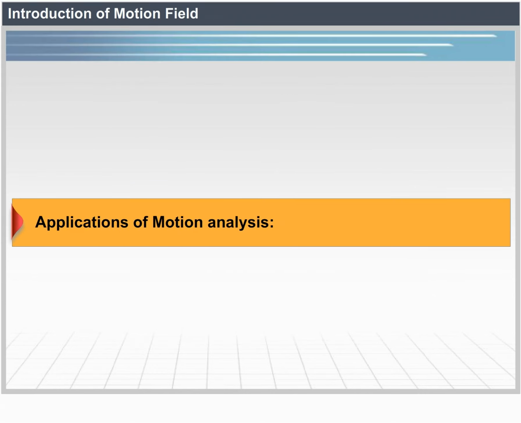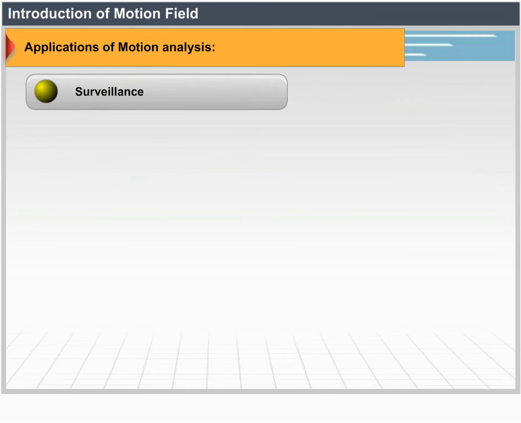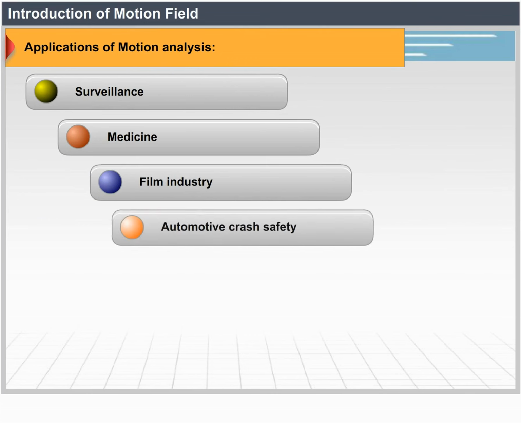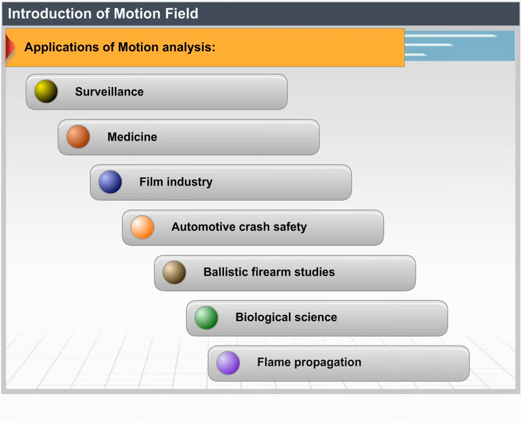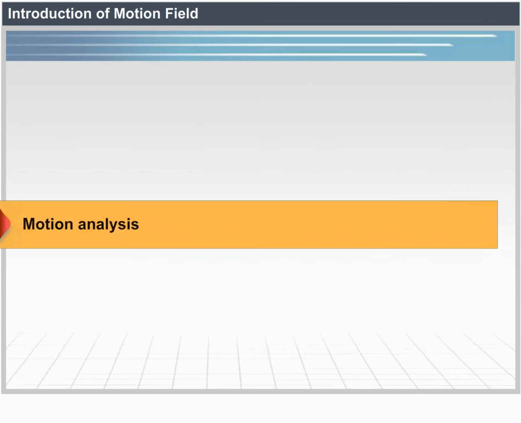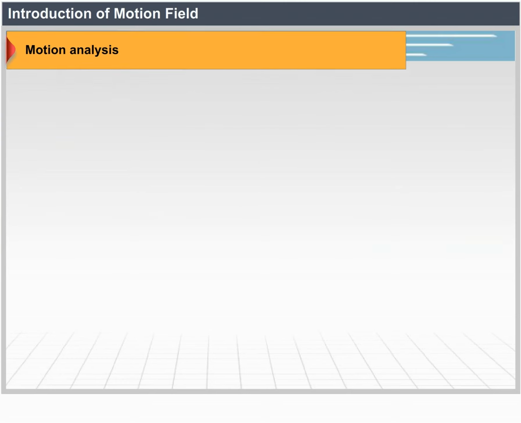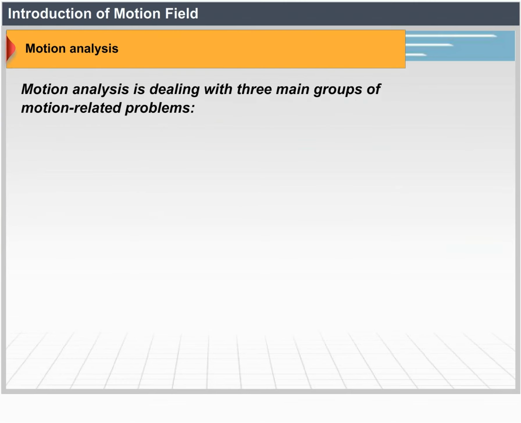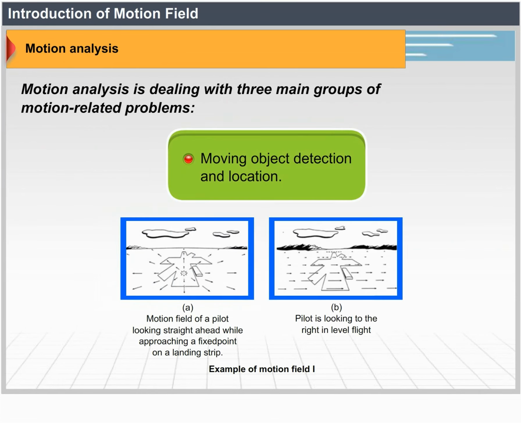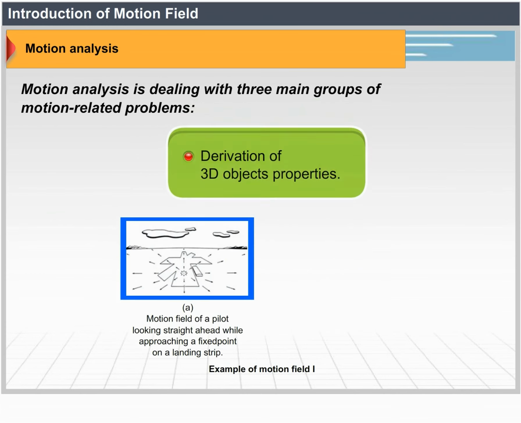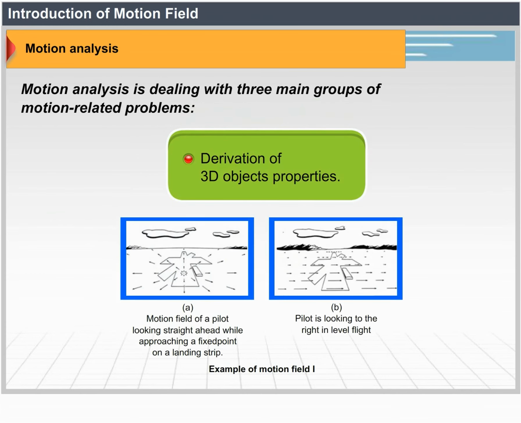Applications of motion analysis: surveillance, medicine, film industry, automotive crash safety, ballistic firearm studies, biological science, flame propagation. Motion analysis. Motion analysis deals with three main groups of motion-related problems: motion detection, moving object detection and location, and derivation of 3D object properties.